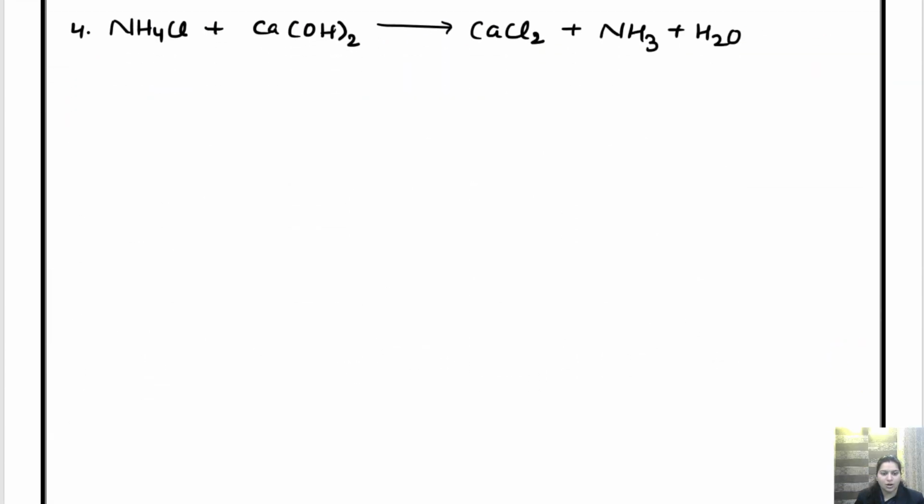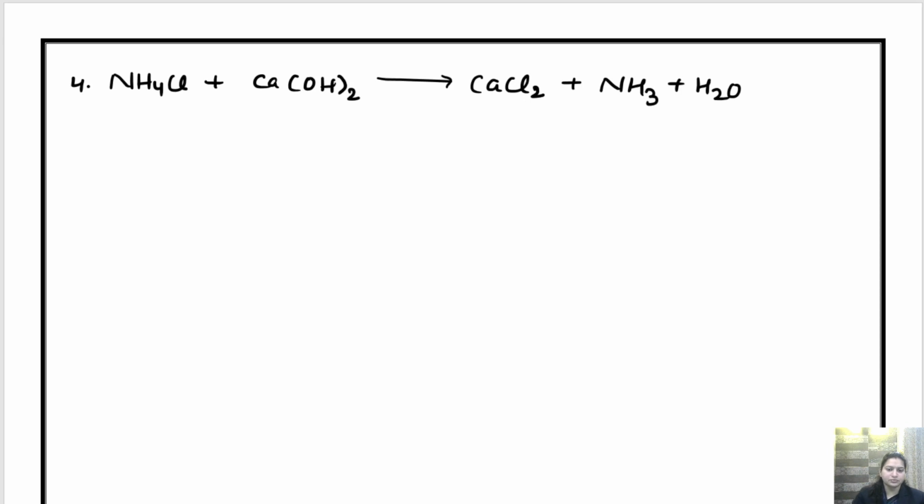Let's come to a bit complex one. This is fourth. So children, please try to solve it on your own. Try to do it on your own, children. Let's see if you can do it. So here first we are going to take nitrogen. So for nitrogen, we have 1 nitrogen on LHS and 1 nitrogen in RHS. So it is balanced.